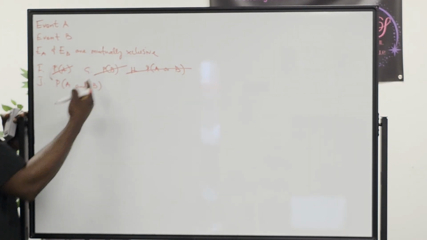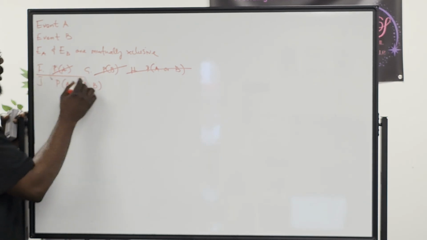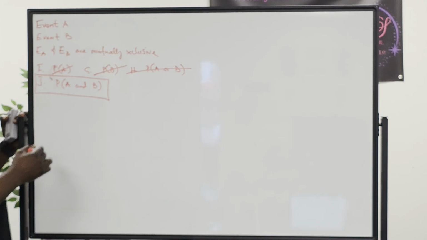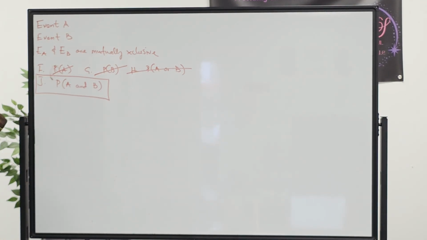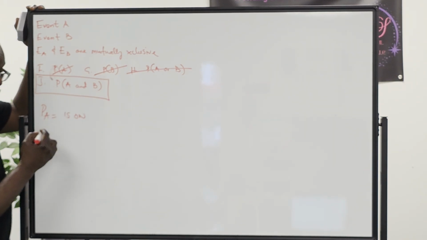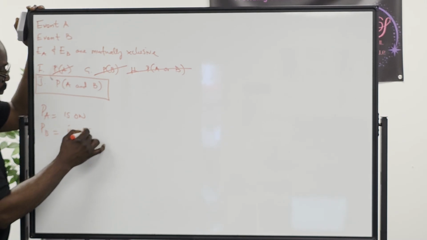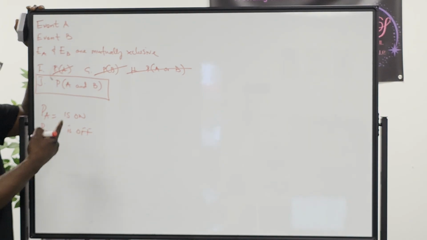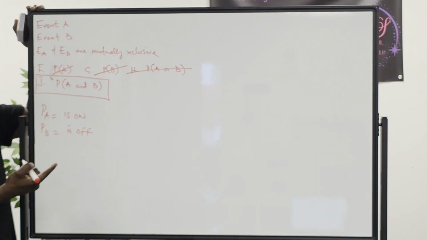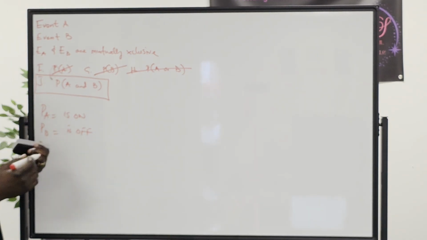Since they say it's mutually exclusive, the probability of A and B occurring at the same time is not possible. So the answer is A and B. Probability of A and B occurring at the same time is 0. An example of that is the probability that the light is on, or B, that the light is off. These two are mutually exclusive. It is possible that the light is on or is off, but it's not possible for the light to be off and on at the same time. So that is what mutually exclusive means.